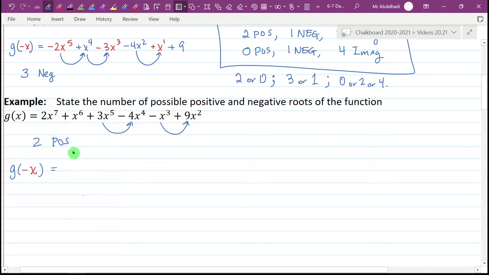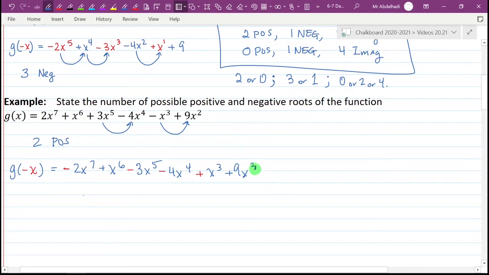So this is positive 2x to the 7th. We're going to put in negative 2x to the 7th. This is an even powered term, so leave it alone. This is odd power, change a sign. This is even power, leave it alone. This is odd power, change a sign. It's negative, we're going to make it positive now. And this one is even powered, so leave it alone. Plus 9x squared.